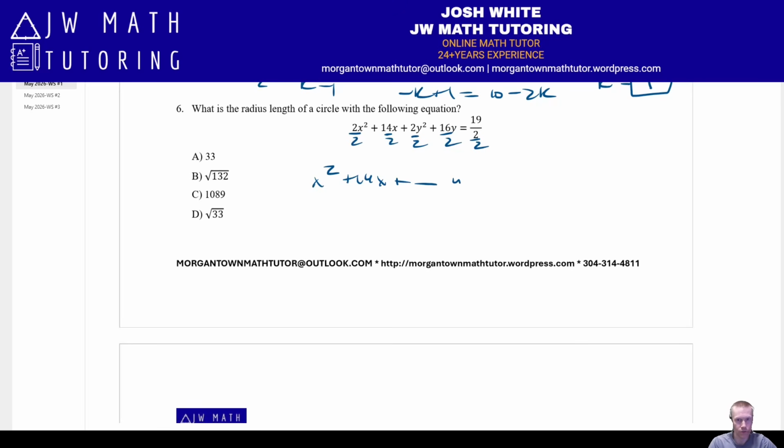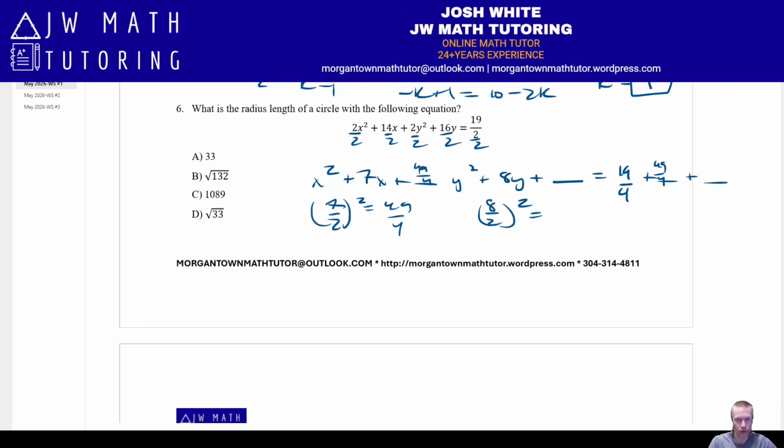And then I'm going to start completing the square. Notice on the right, 19 halves divided by 2 becomes 19 over 4. Okay, and that's not 14, that's 7. This should be 7 right here. So now you have 7 over 2, because that's b over 2, and you square it, and you get 49 over 4. So that's what you're adding on both the left and the right. And then here it's 8 over 2, and there's just 4, and you square that and get 16. And you add that on the left and the right.